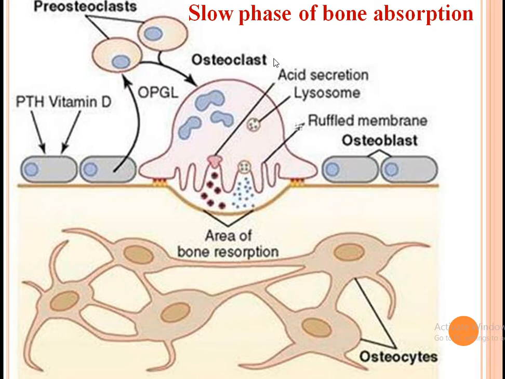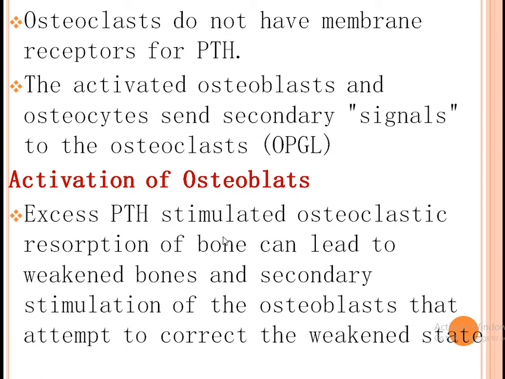These osteoclasts actually do not have receptors for the parathyroid hormone, but indirectly, through this specific substance which acts on the pre-osteoclast, they become activated and then help in the reabsorption of the bone. This I have already explained.